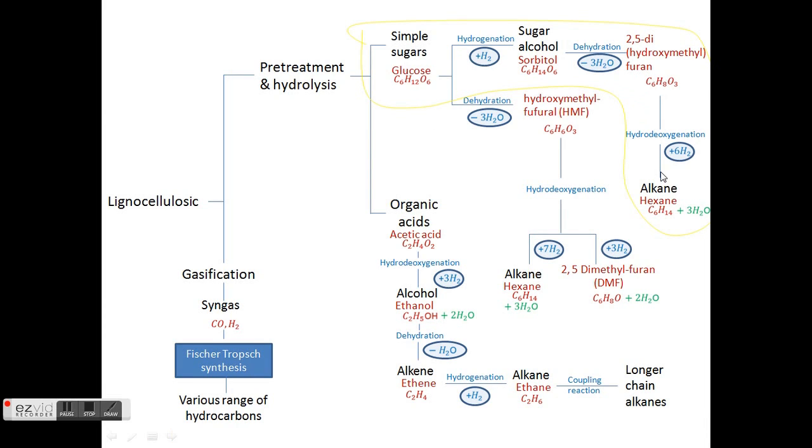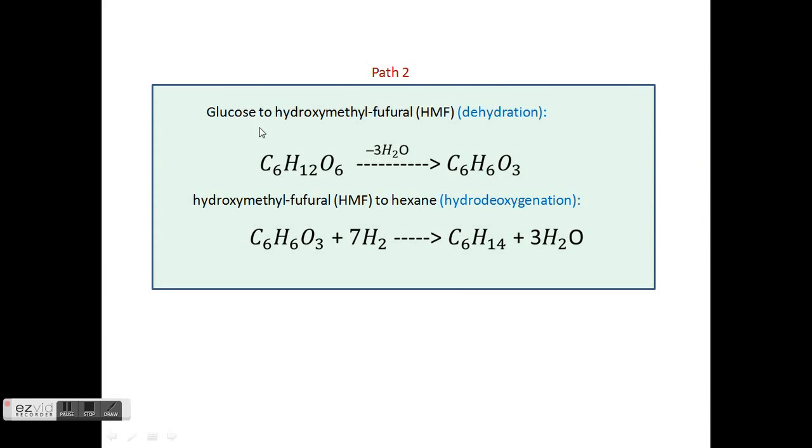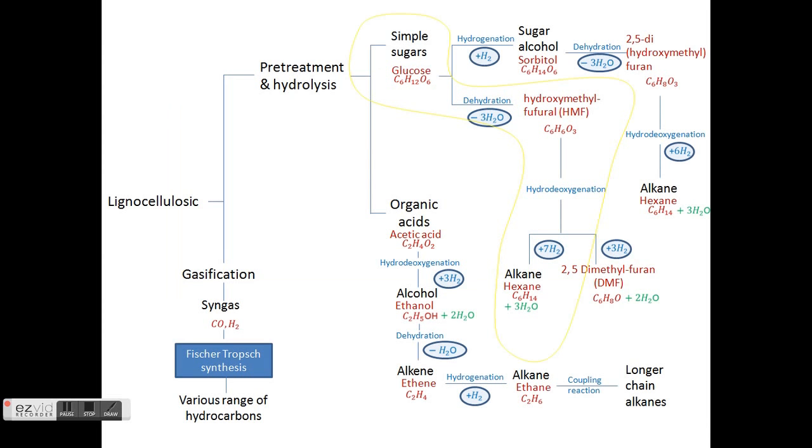So that's just looking at this first pathway, and then we can look at this other pathway. In this pathway, we convert glucose to hydroxymethylfurfural through a dehydration process, and then we hydrodeoxygenate the furfural to get hexane. So it looks very straightforward. And again, there are a lot of series of reactions that will be taking place before we get there. But most of these reactions are basically dehydration, hydrogenation, and reactions taking place.